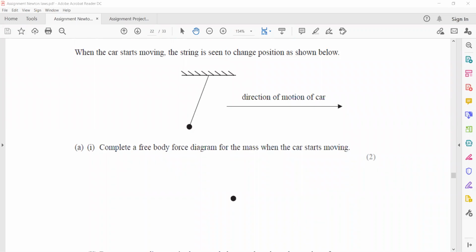So if this car is moving and we have to draw a free body force diagram, a free body force diagram represents all of the forces which are acting on the object. So the forces: first, the gravitational pull or the weight, which is acting down. And when force is applied by using a wire or a spring or a string, that is known as a tension. And tension force is always in a direction to pull.